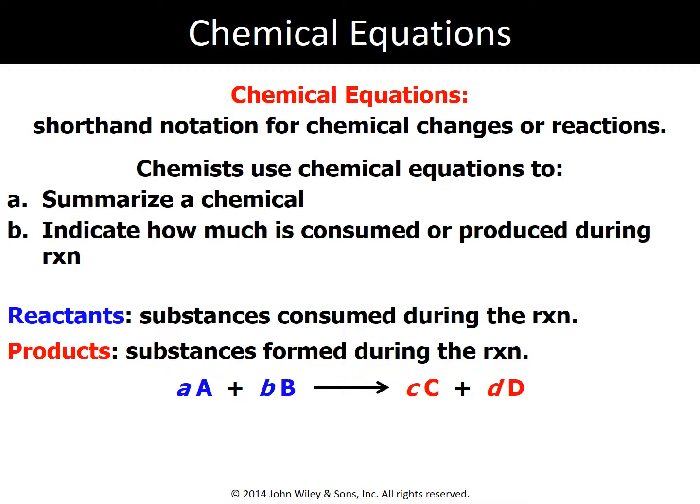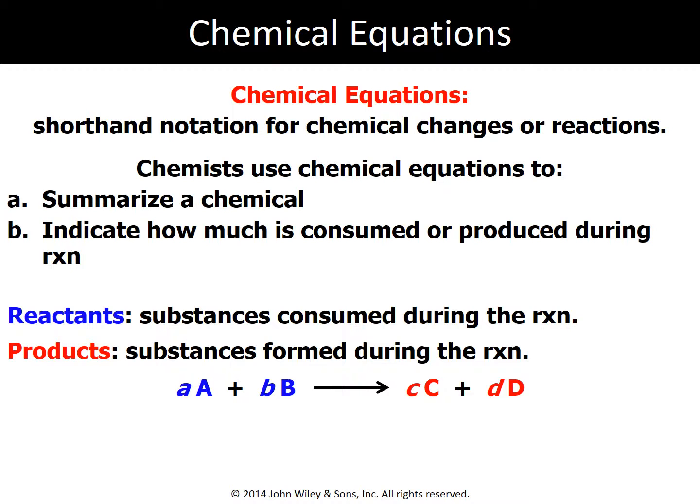In order for us to understand what's happening in reactions, we need to make sure we understand our reactants are going to be our substances that are consumed during the reaction, and our products are going to be our substances formed during the reaction. So you can see here in blue and red, we have our blue reactants and our red products. Notice our lowercase letters in front of our uppercase letters are going to be coefficients, similar to what we talk about with subscripts of reactions.